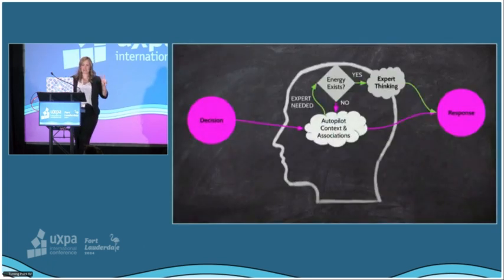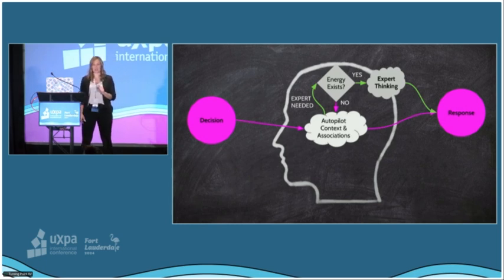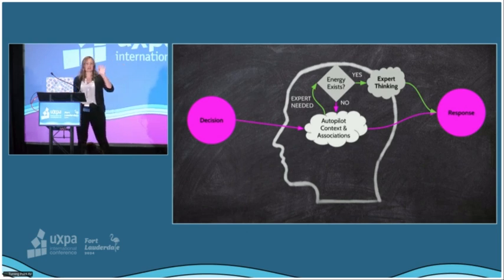So to recap the second part of the brain that we're talking about: decision comes in, the default, context, autopilot, associations. If for some reason you have gone, whoa, this is really important, or something has surprised you or shocked you to pull in the expert, then does the energy exist? And if it does, then you and the expert can spend some time thinking about it, as long as you have the energy to continue working on it, and a decision comes out.